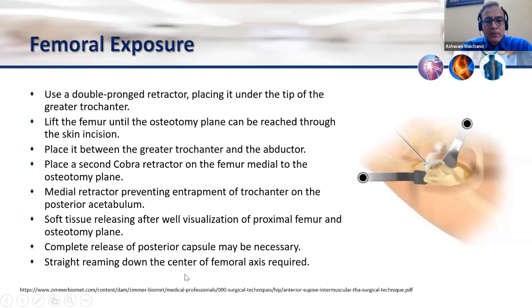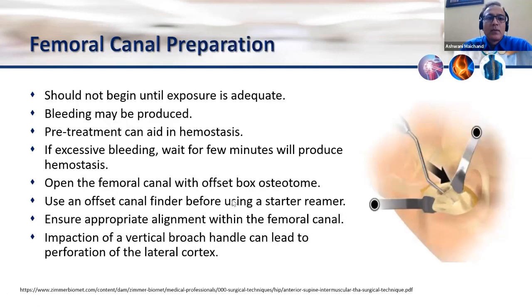So we start reaming right down through the center of the femoral axis. That's very important. It should not begin until exposure is adequate. We should not force our way inside. We should be comfortable while broaching, while reaming. We should not be elevating or pushing the femur in any direction, because we can perforate the cortex.